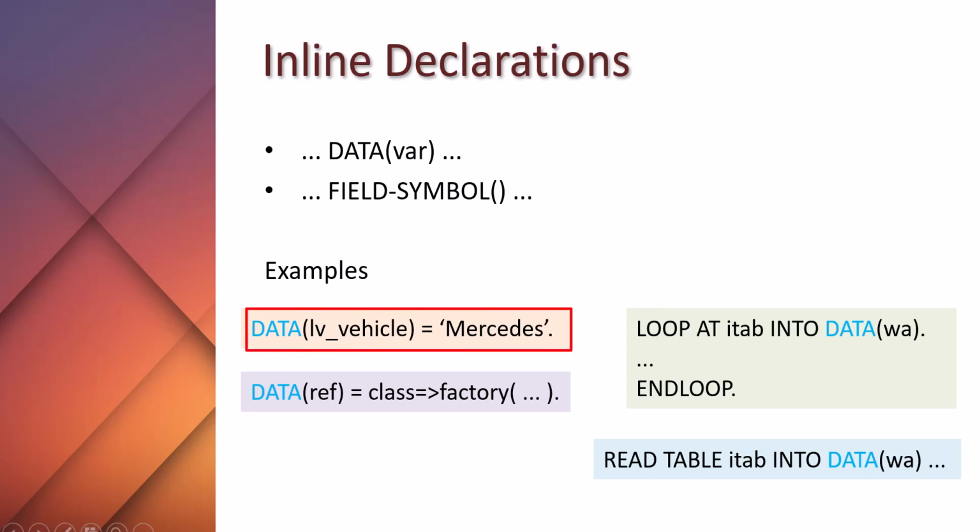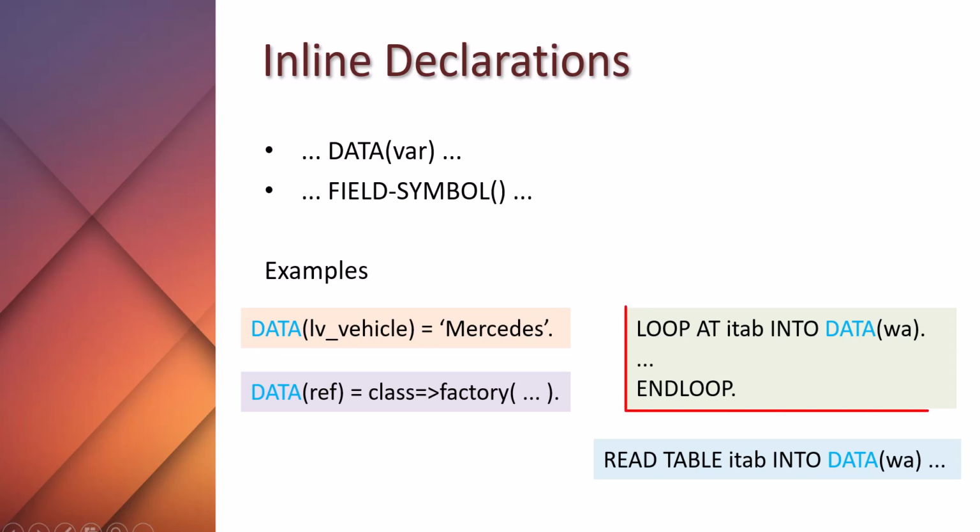For example, here the data type of the variable LV_vehicle is derived from the character string Mercedes. Since the length of the word Mercedes is 8, the data type of this variable LV_vehicle will be char 8. Similarly here, since the data type of the internal table iTab is already known, from it the data type of the work area can be determined.